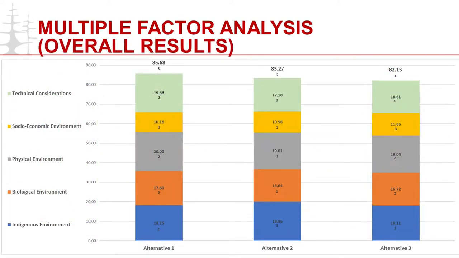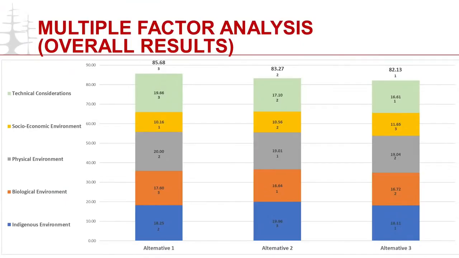So the next slide, what we're talking about here is we show each of the alternatives, and it shows how much each factor contributed to the score for that alternative. So for example, if we look at alternative one, socioeconomic contributed the least amount to the score compared to physical environment. So it just gives you an idea of which factors were the most key.